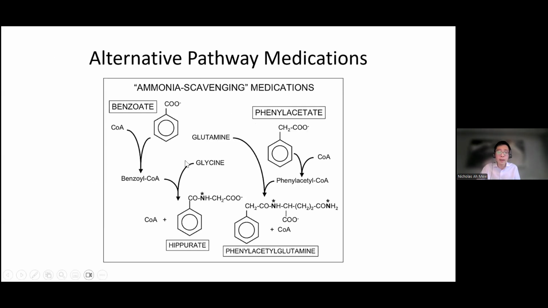So the two that we have currently available to us are benzoate and phenylacetate. Benzoate combines with glycine to make hippurate, or hippuric acid, and glycine has one nitrogen, as shown here. Phenylacetate, on the other hand, combines with glutamine to make phenylacetylglutamine. Again, you're getting rid of two nitrogens.